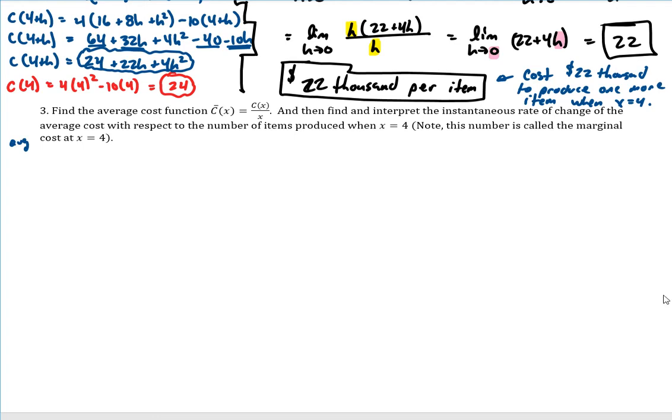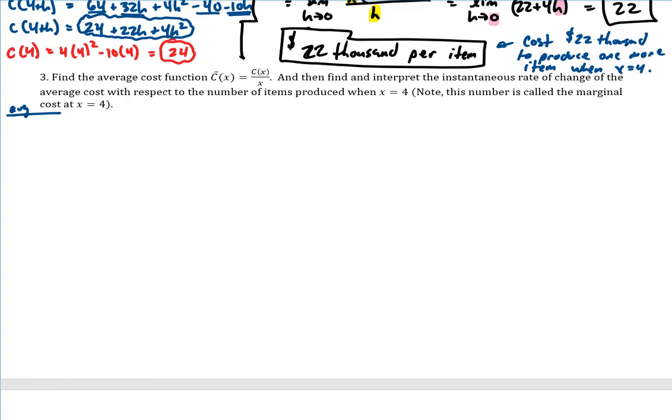So the C bar would make it the average cost. So sorry, that's a typo. So we'll fix that in the printout. Okay, anyway, so let's take a look. So first, let's just go ahead and find the average cost.